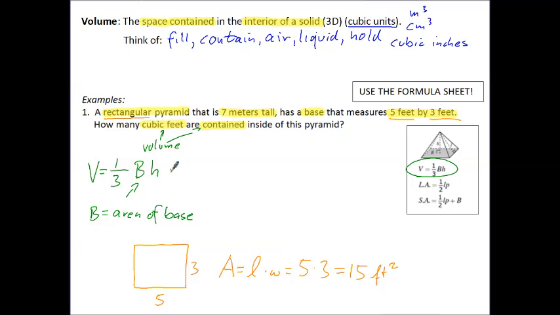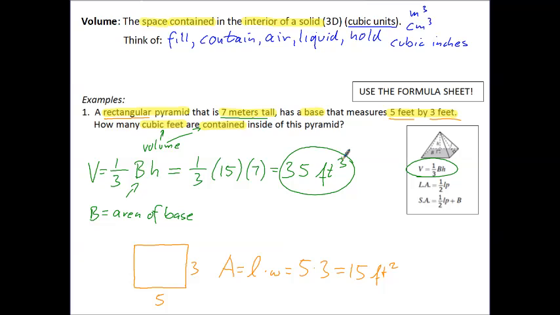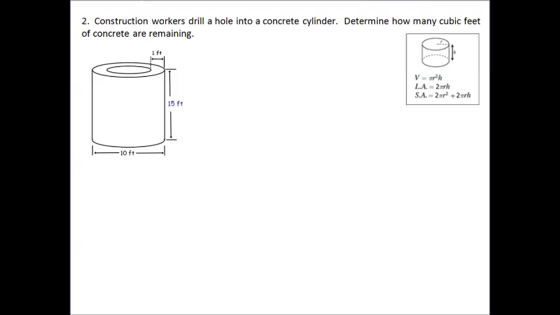So this area we're going to use in our formula for volume for the area of the base. So we have 1/3 times 15 times the height of our pyramid, and that was given to us as 7 meters times 7. 1/3 times 15 times 7 is, 1/3 times 15 is 5, times 7 is 35. And since we're talking about volume, we need to use the cubic unit, and that is cubic feet. 35 cubic feet is the volume of our pyramid. On to our next example.